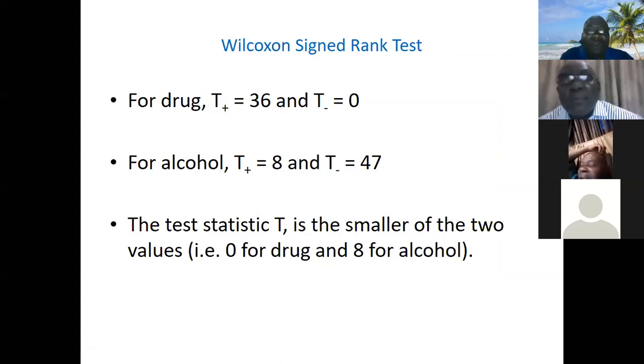Look at it. For drug, the total for positive is 36, total for negative is 0. For alcohol, total for positive is 8, for negative 49. The test statistic is the smaller of the two: 0 for drug and 8 for alcohol. It's very simple. Any question?